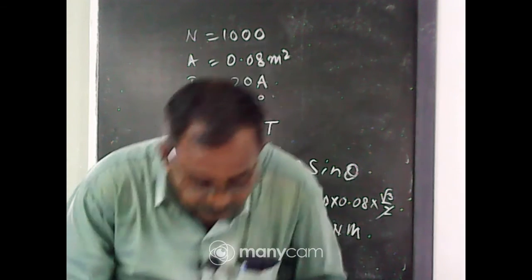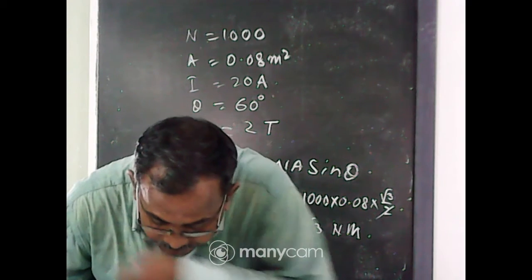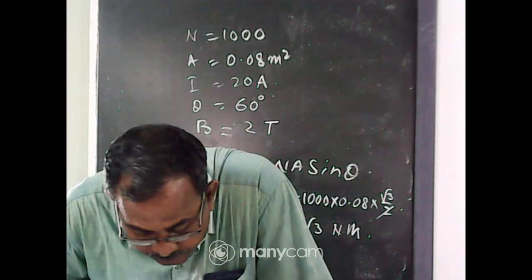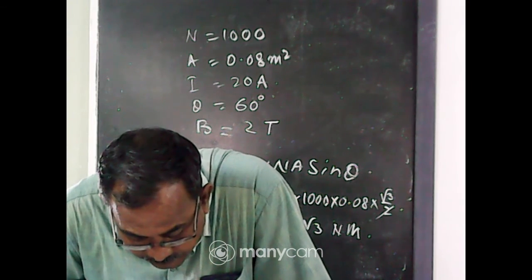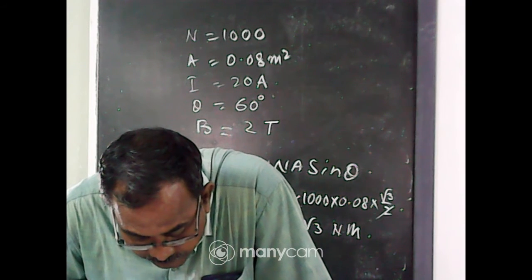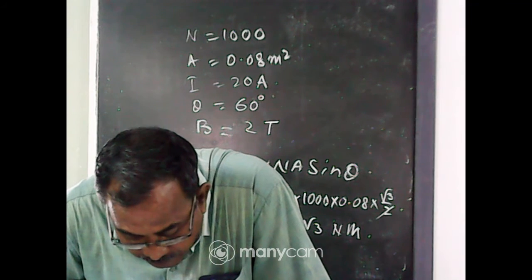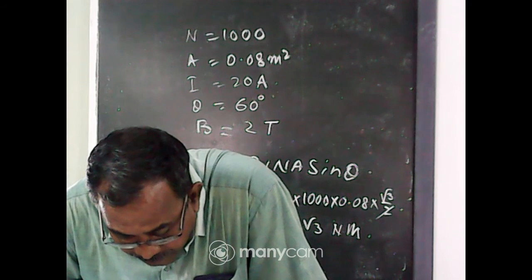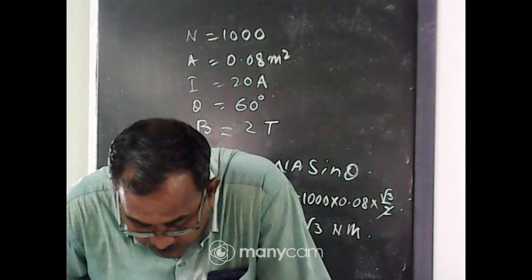Sin 30. It is having the tesla terms. Field, this current. If the normal to the plane of the loop makes an angle 30 degree with the magnetic field, find the magnitude of the torque acting on this loop. Okay, no problem. You check it.